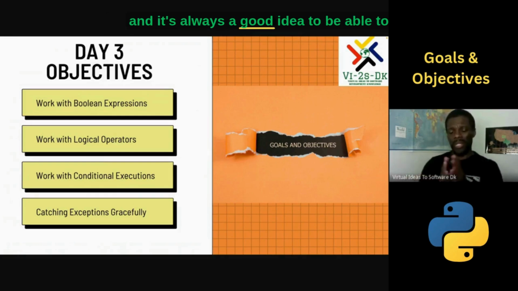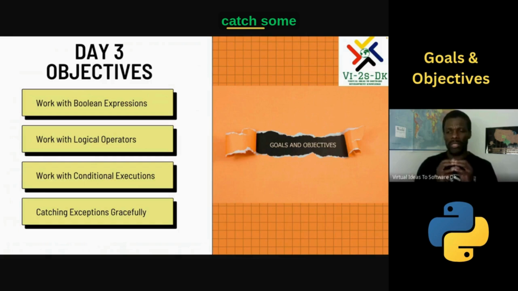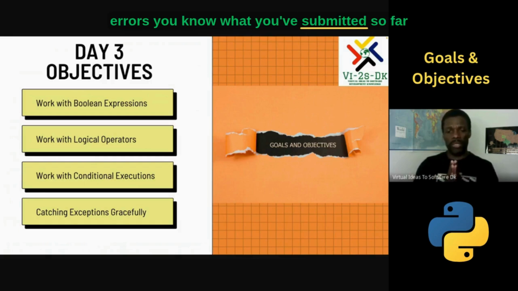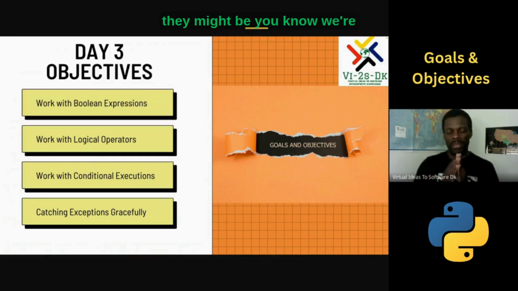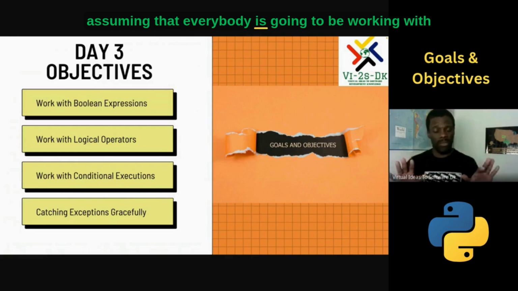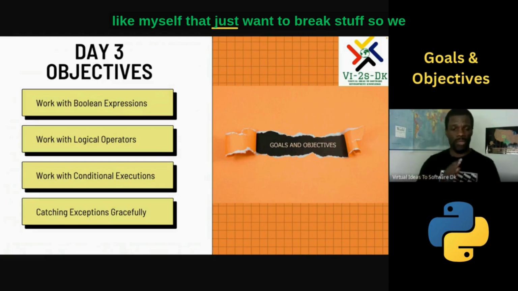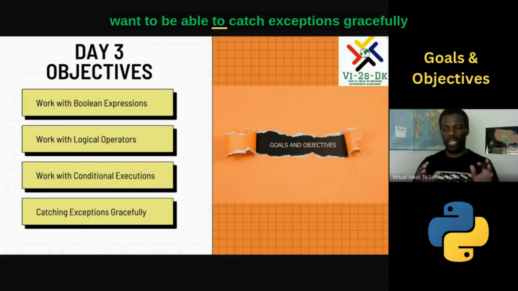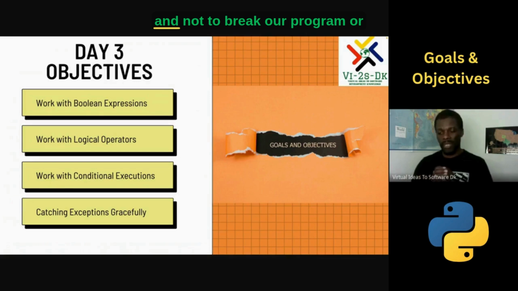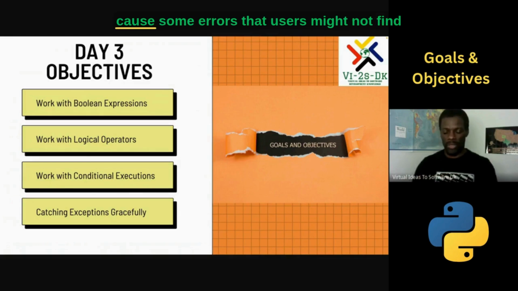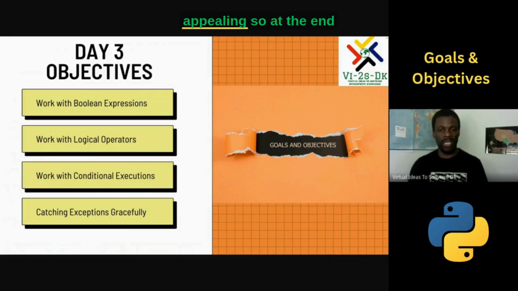And it's always a good idea to be able to catch some errors. What you submitted so far, we're assuming that everybody is going to be working with stuff like a normal human being, not crazy people like myself that just want to break stuff. So we want to be able to catch exceptions gracefully and not break our program or cause some errors that users might not find appealing.